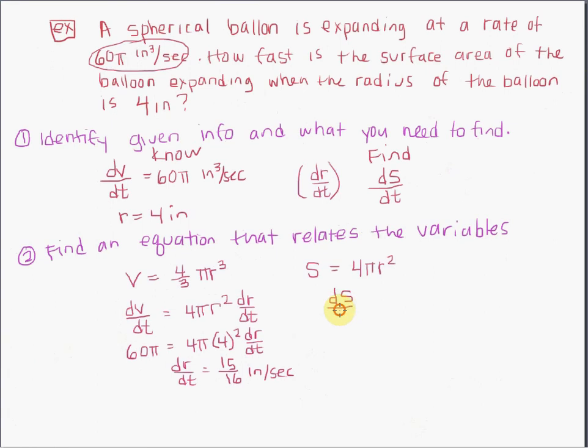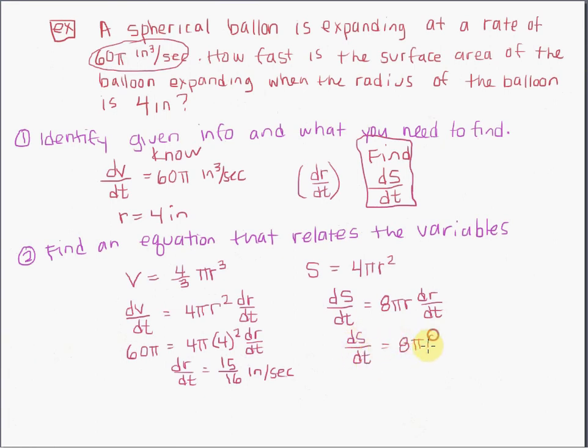So dS/dt equals, bring down the 2, we get 8 pi r dr/dt. And now we have the information that we need from this to solve for dS/dt, which is what we're trying to find. So this step is really important, to know what you're looking for.